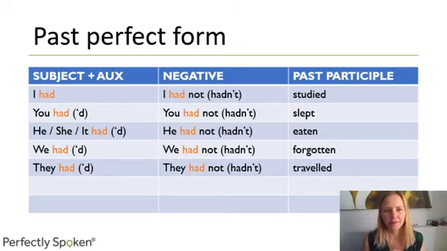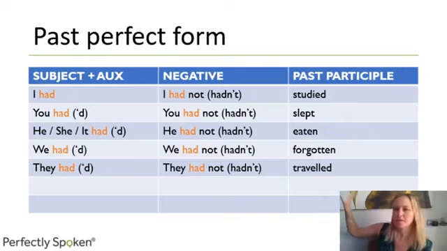And in the negative, usually you contract the auxiliary verb and the not. You can say I'd not been, but it sounds a bit clumsy. So we prefer to contract the hadn't. Had not, hadn't. I hadn't studied. You hadn't slept. We hadn't eaten. We hadn't forgotten. They hadn't travelled. And notice the past participle here.